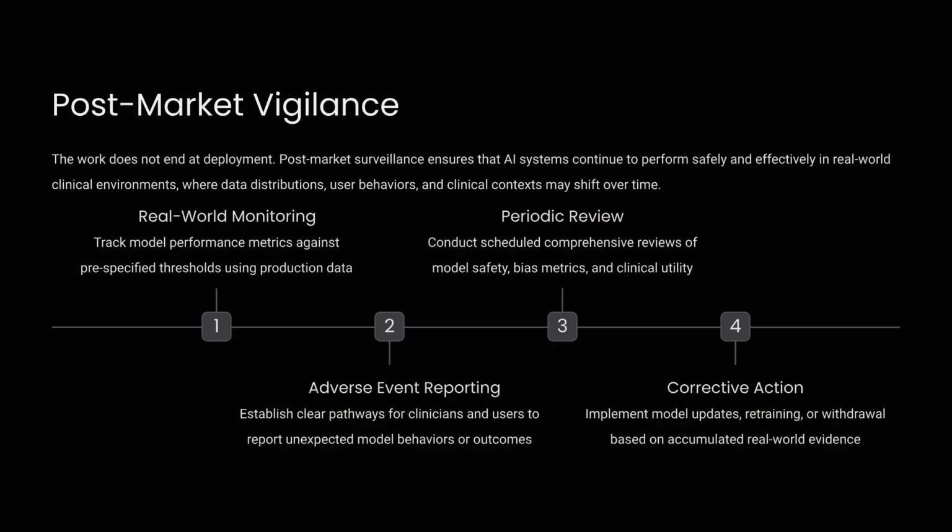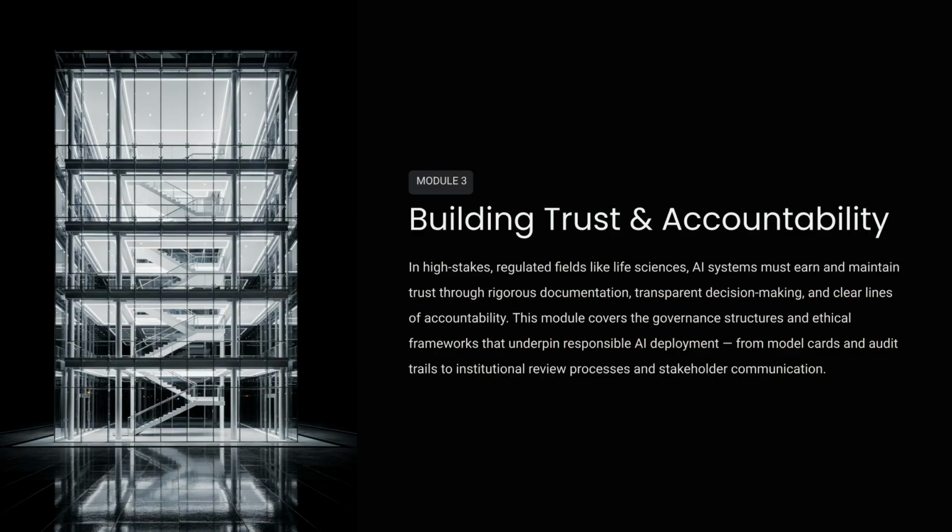Post-market vigilance ensures AI systems remain safe and effective in the real world. This involves real-world monitoring against performance thresholds, clear adverse event reporting, periodic reviews of safety and utility, and implementing corrective actions. Module 3 focuses on building trust and accountability.